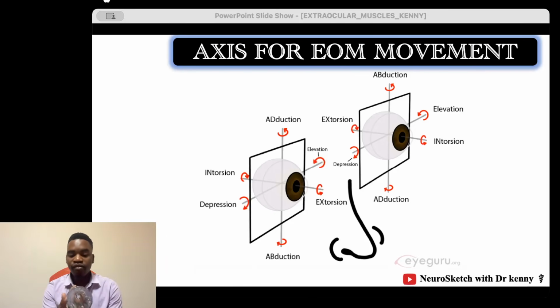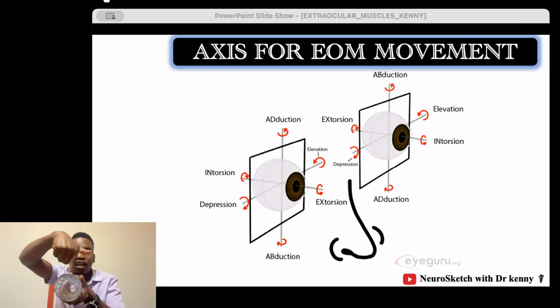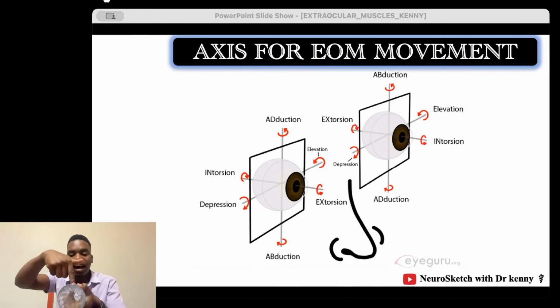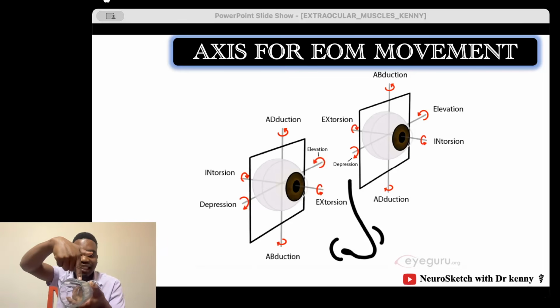But we can also have the vertical axis, and under the vertical axis the eye can either move lateral to the vertical axis or medial to the vertical axis. So this is the vertical axis. If the eye moves medial to the vertical axis, that will be adduction. If the eye moves lateral to the vertical axis, that will be abduction. So along the vertical line we can have adduction or abduction.